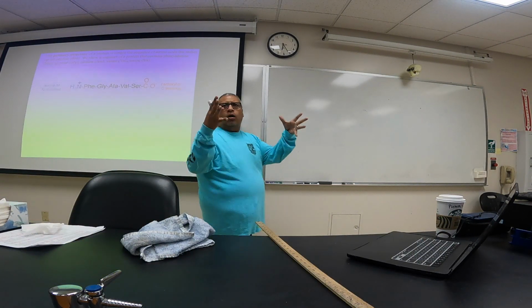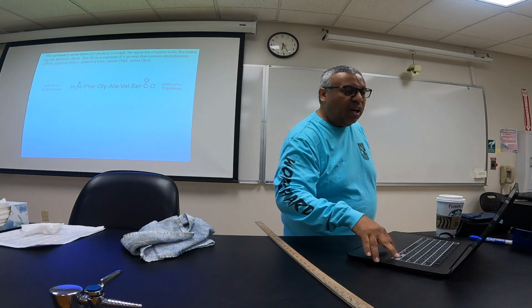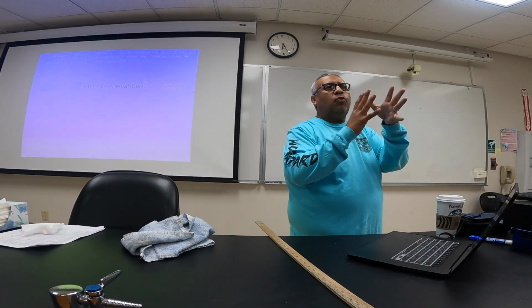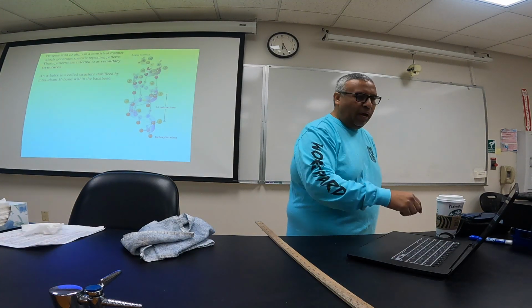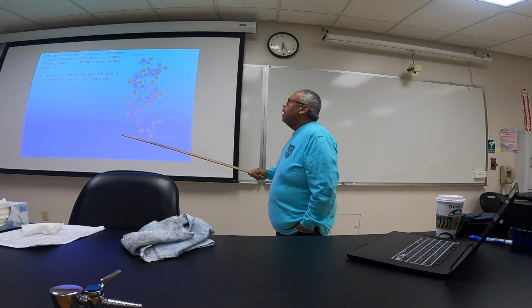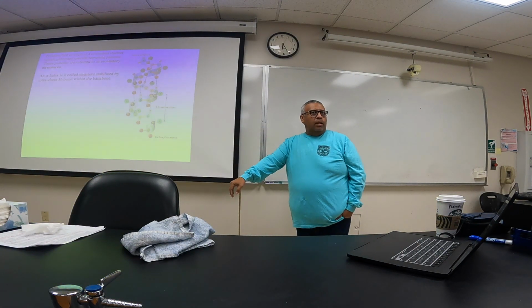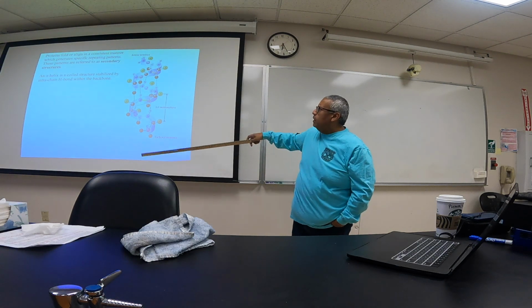As these start to get larger in size, they start folding and creating different shapes, creating hydrogen bonds with other R groups and the amino acids. And this is what we consider to be a secondary structure, right? This is a secondary structure. This is considered an alpha helix.